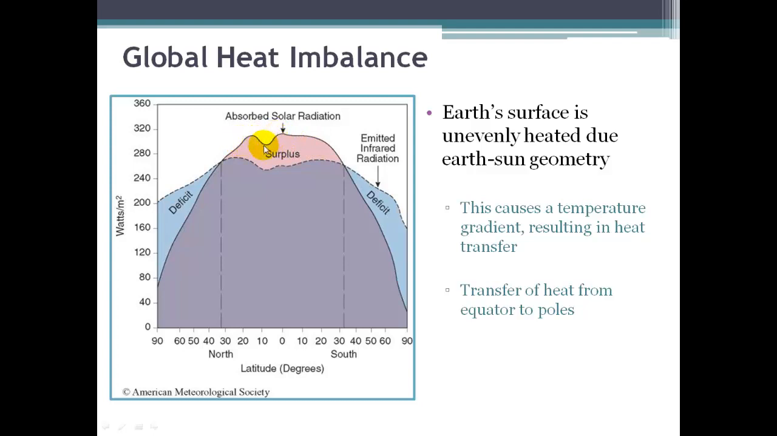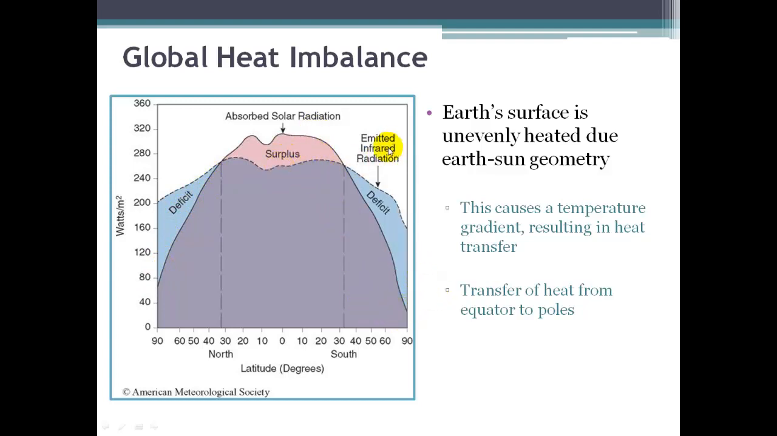There's a little dip here in the northern hemisphere tropical areas. There's not one in the southern hemisphere. Why do you think that might be? Something to investigate. And you see what happens as we move poleward: there's less solar radiation absorbed because there's less solar radiation received.